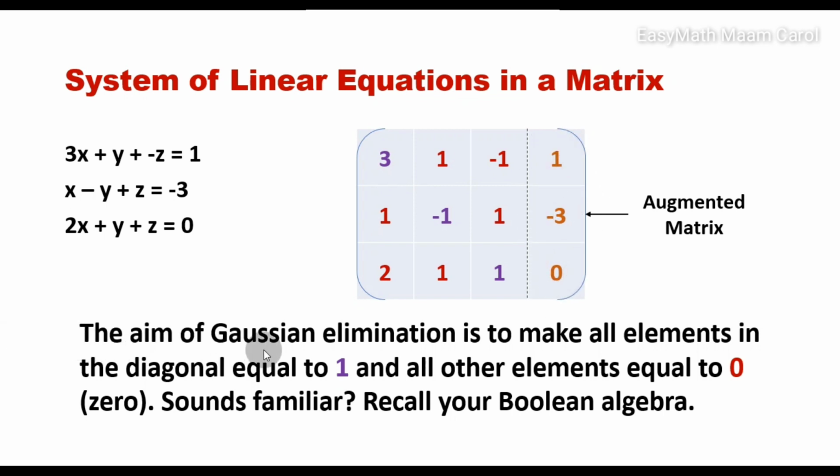Now, the aim of Gaussian elimination is to make all elements in the diagonal equal to 1. So, lahat ng mga nandito sa diagonal, define na natin siya. Ito yung nakakulay violet. So, gagawin natin siya lahat na 1. And all other elements, lahat yung nasa red na yan, we're going to make it 0. Does it sound familiar? Inaral na natin yan dun sa Boolean algebra.